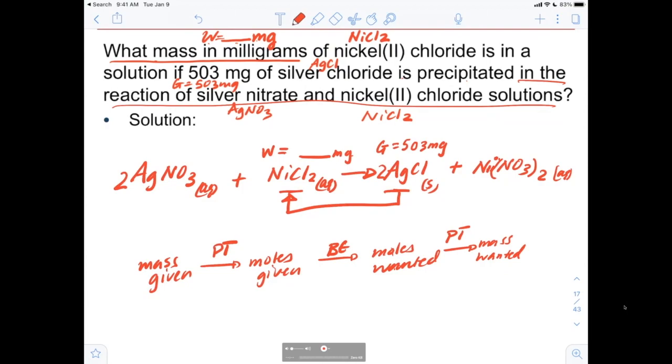What we saw before, mass given had the units grams. Moles given had the unit moles. Moles wanted has the unit moles. And then mass wanted had the unit grams. In our question, we don't have grams, though. They gave us milligrams. What does a milligram really even mean? Remember, milli stands for 10 power negative 3, right?